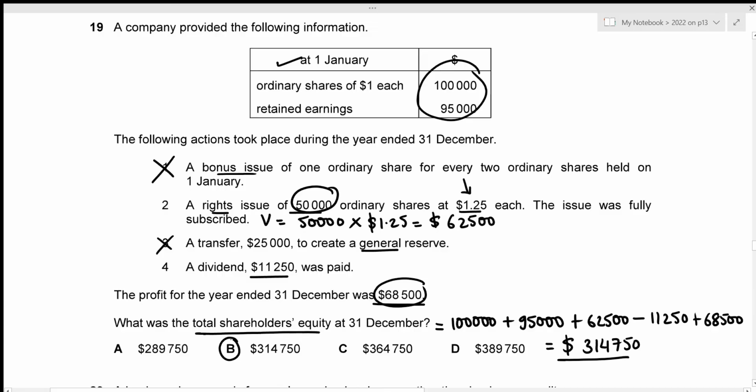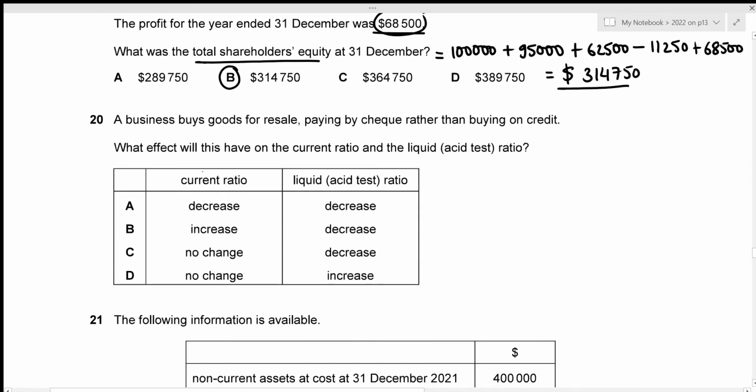This concludes question number 19. We can now move towards question number 20. A business buys goods for resale, paying by check rather than buying on credit. We need to figure out the effect this will have on the current ratio and the liquid or acid test ratio. So let's recall the formula for a current ratio. That is just the current assets divided by current liabilities.